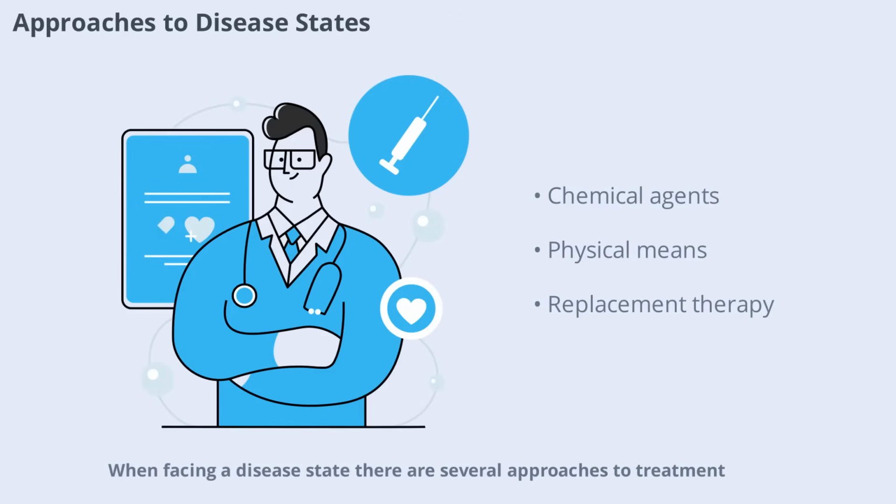Facing a disease state, there are several approaches to treatment. Chemical agents such as medications can help manage or cure diseases. Physical means like surgery or radiation are also common. However, when a body part is missing or non-functional, replacing it with a natural or artificial counterpart becomes essential. This approach is at the heart of substitutive medicine, offering hope where traditional treatments may fall short.